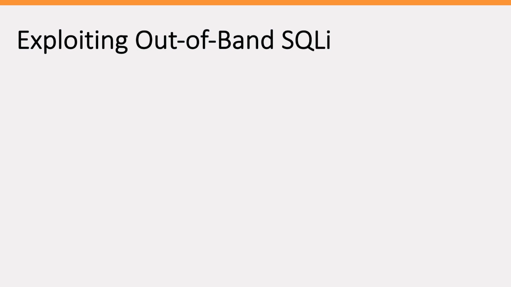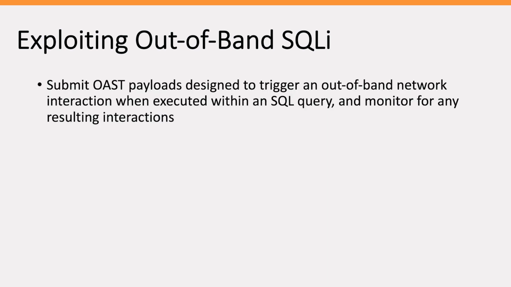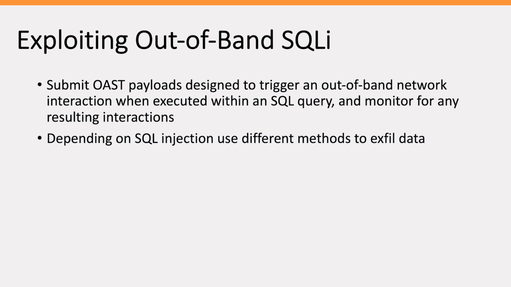Okay, so exploiting out-of-band SQL injection. Again, a reminder, this is a vulnerability that consists of triggering an out-of-band network connection to a system that you control. And the way to exploit it is to submit out-of-band payloads designed to trigger an out-of-band network interaction when executed within a SQL query, and monitor for any resulting interactions. So this is database specific, obviously, so knowing the type of database will be very useful in this scenario. And it depends on whether the database has these functions enabled.